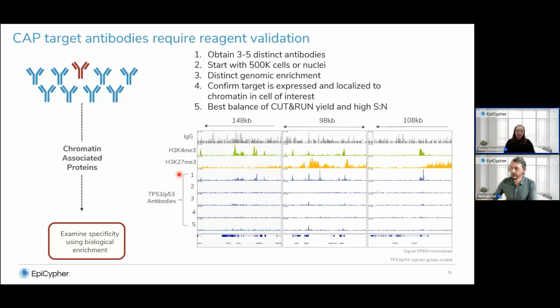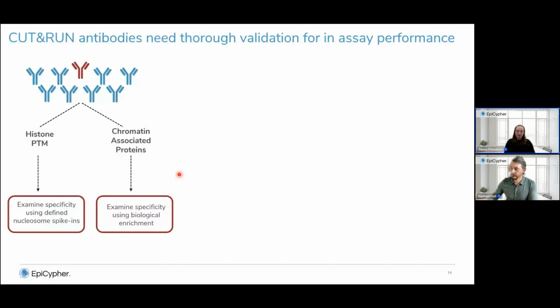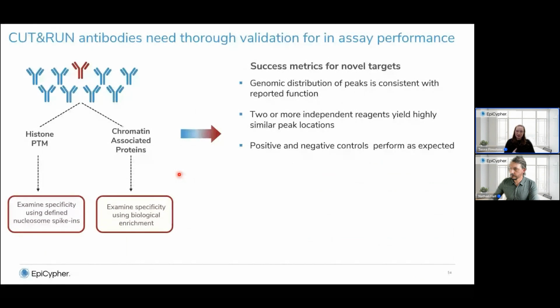Now, whether the target is a histone PTM or a CAP, some key metrics to keep in mind when selecting a reagent and your choice should be: the genomic distribution of the peaks is consistent with the reported function, 2 or more independent reagents yield highly similar peak locations, and then your positive and negative controls perform as expected.